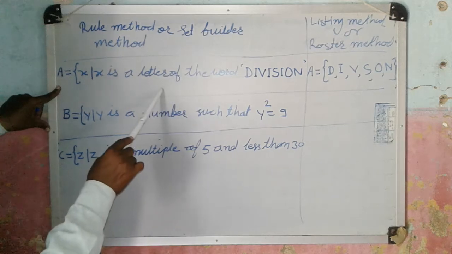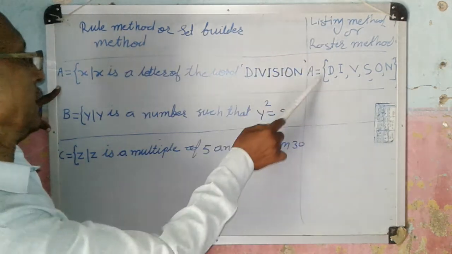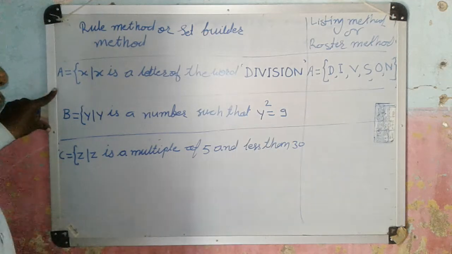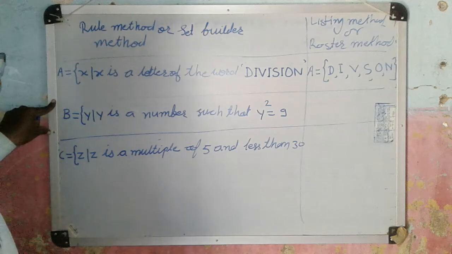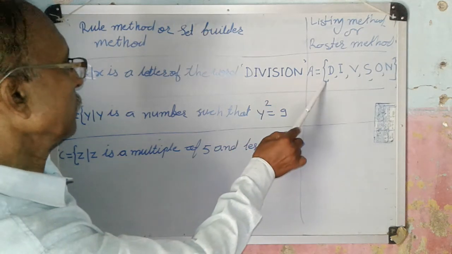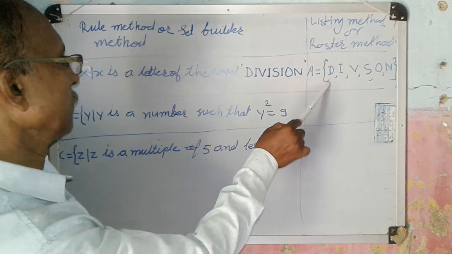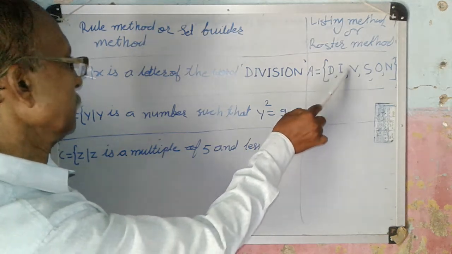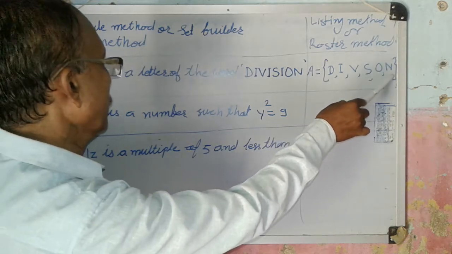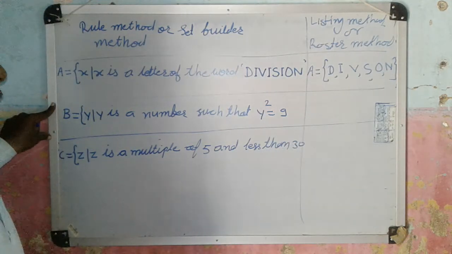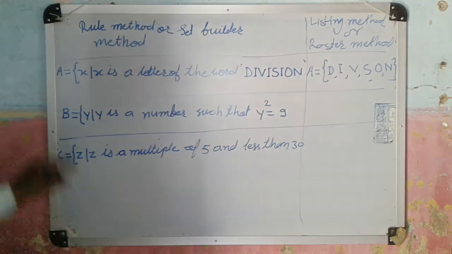Now, we have to write this set in listing form, and this set is written here A. We have to write letters of the word division. So, here the elements of this set are D, I, V, S, O, N. In this way, we can write this set in listing method.